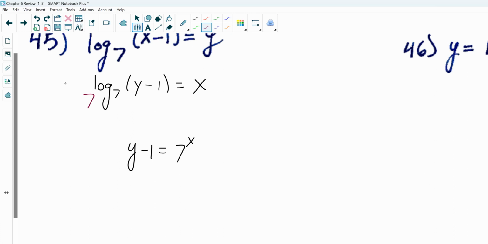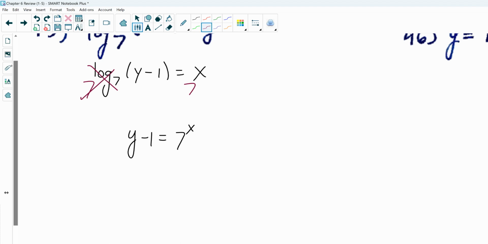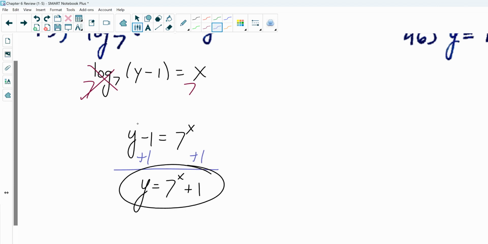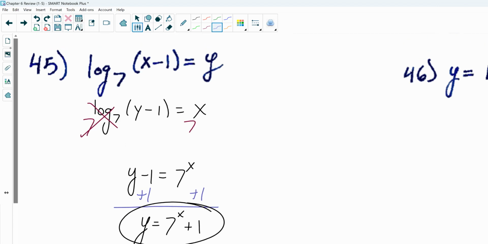Or our other method is to apply both of them to the base of 7. These will cancel, leaving us with y minus 1, and the other side is 7 to the x. And again, just like all the rest of them, we do need to make sure y is by itself. But we have the minus 1, so we would add 1, telling us that the inverse of log base 7 of x minus 1 is 7 to the x plus 1.